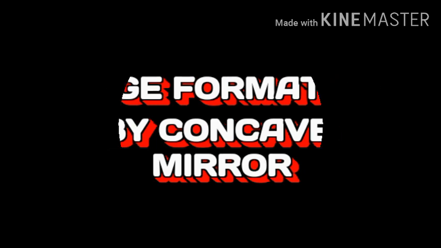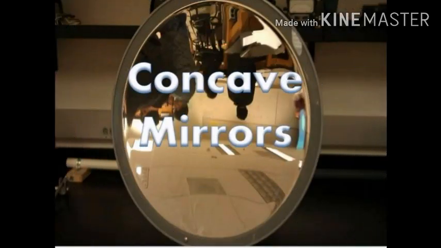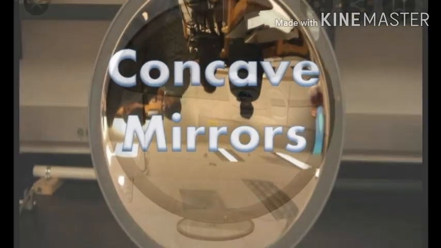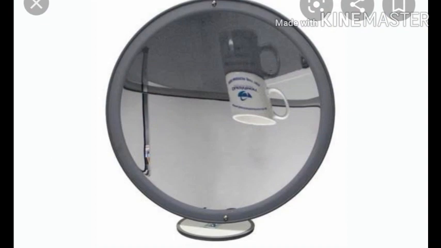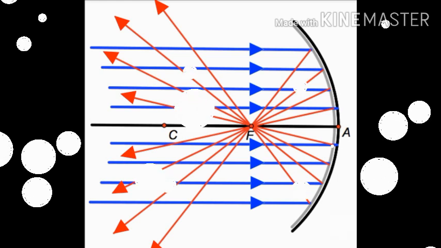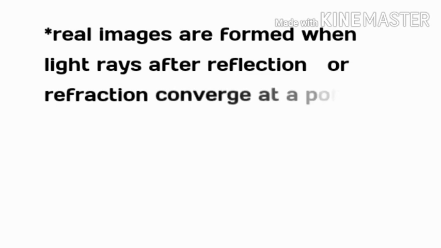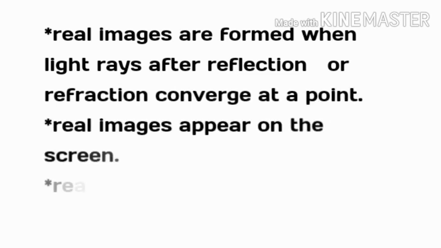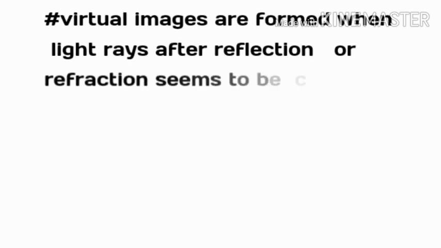Already we know that in order to obtain an image, the reflected light rays must intersect or seem to intersect at a particular point. If they actually intersect at a point, then we obtain a real image, and if the reflected light rays only seem to intersect at a point, then we obtain a virtual image.